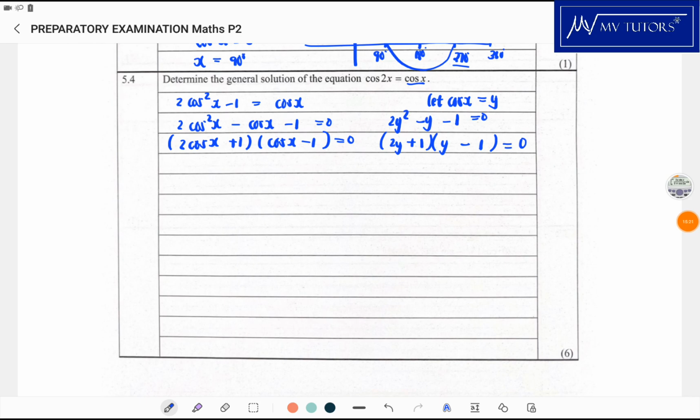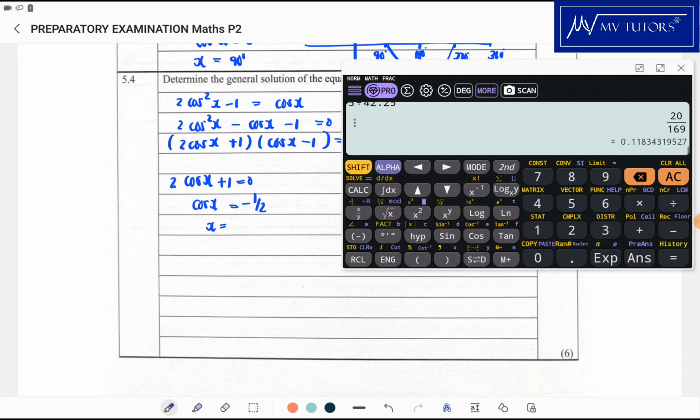Alright, so let's start with 2 cos x plus 1 is 0 and solve it. So we'd have that cos x is negative a half. And what would be the reference angle? If we have negative a half, so shift cos negative a half. Okay, it depends.